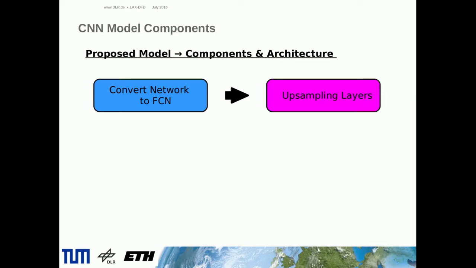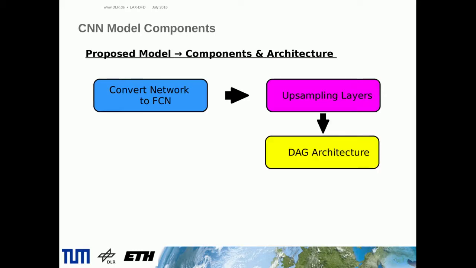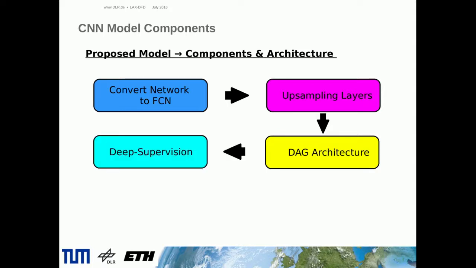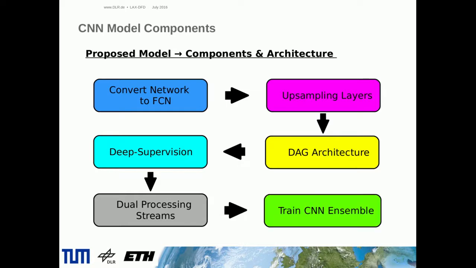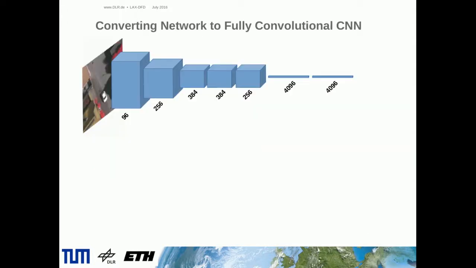Then we have the property of upsampling that we have to look into. Generally, the network is not sequential, but it's a directed acyclic graph architecture. We have deep supervision in our system, and as I said, I'm going to introduce all these concepts in detail. It has a dual processing stream for multimodal data processing, and in the end we also have a convolutional neural network ensemble that I'm going to be discussing. So let's start with these components.